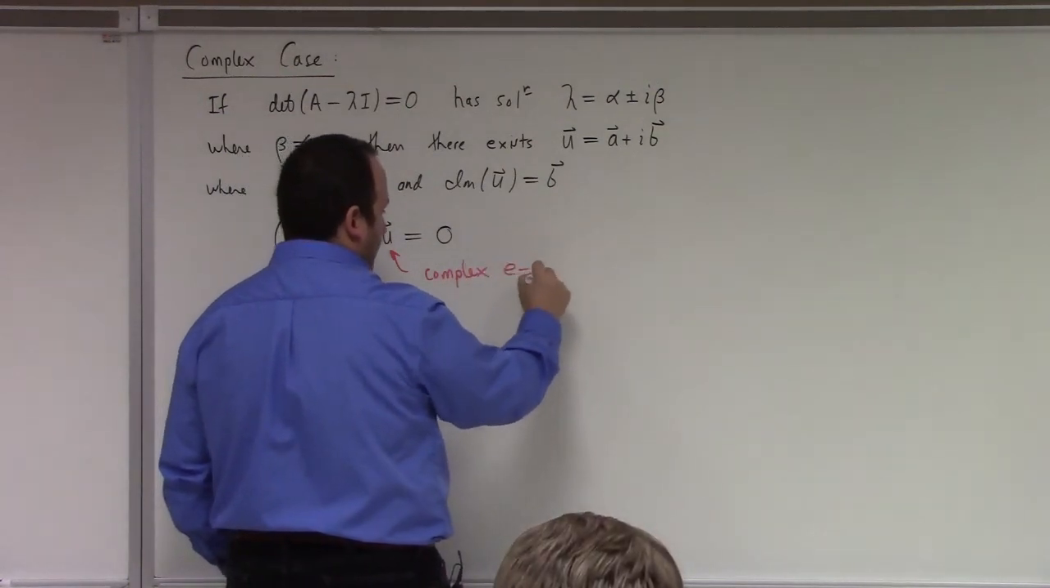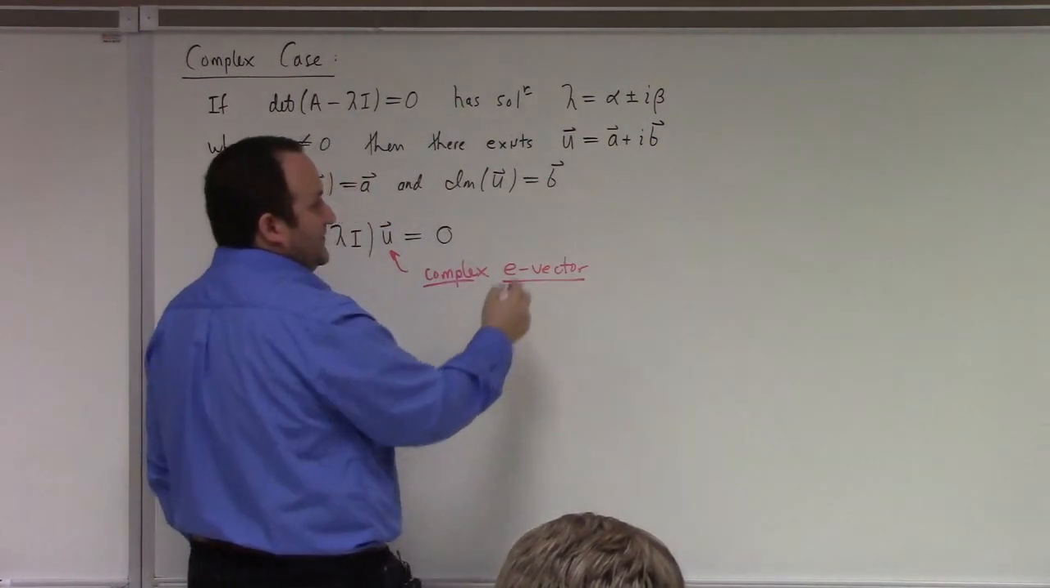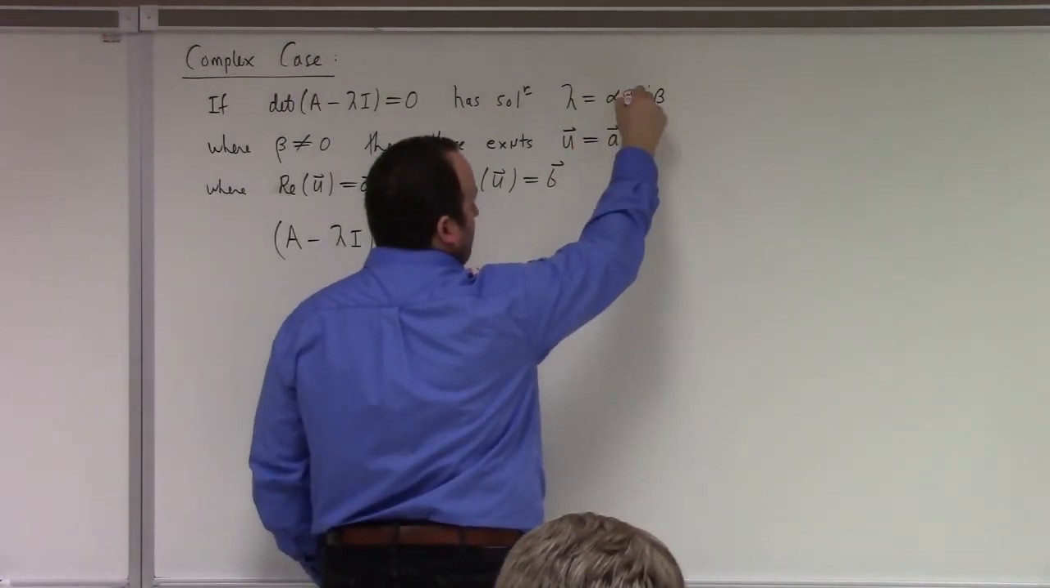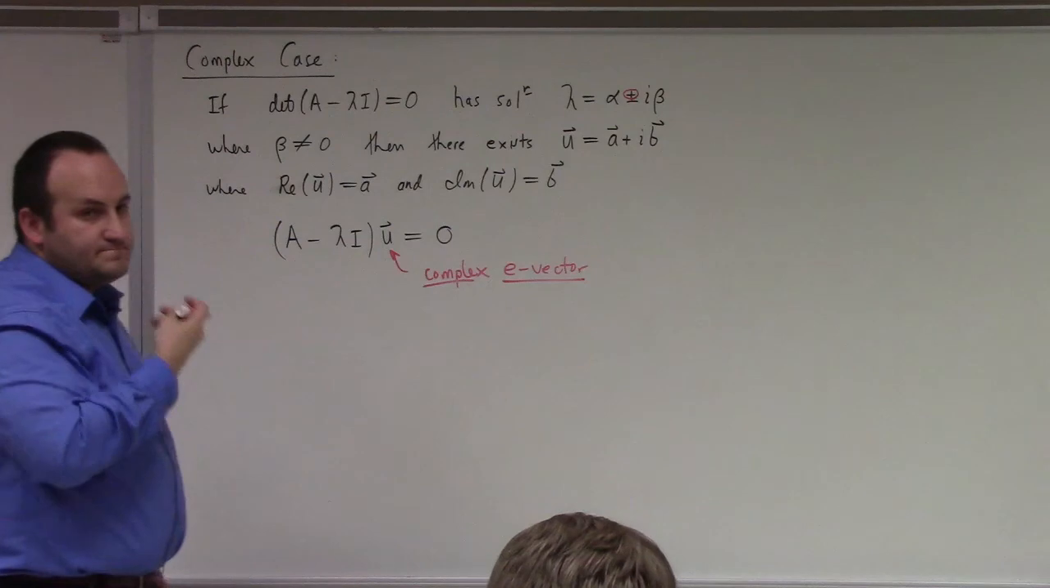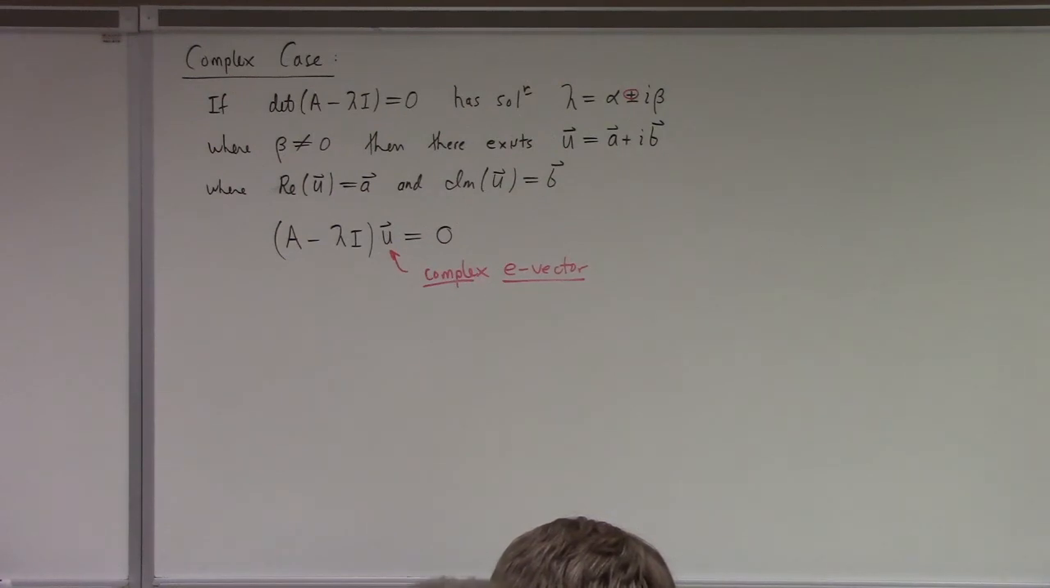Complex eigenvector. Now we need to make a choice, so we're not being ambiguous here. Let's choose the plus. I'm going to say lambda is equal to alpha plus i beta. They always come in pairs because the characteristic equation is a real polynomial equation. So complex solutions to real polynomial equations always come in complex conjugate pairs, right?